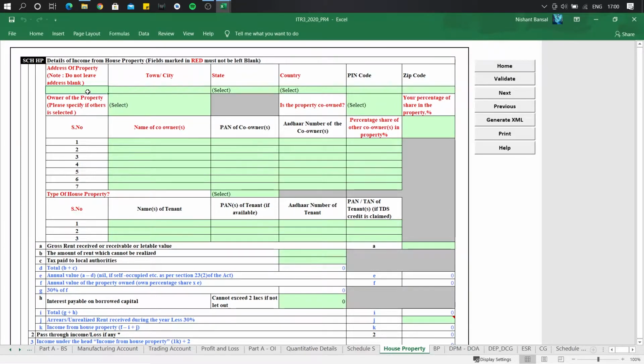So address, it is given RA 1025, street number 10, Raja Garden, state, you have to select from this drop down list Delhi. Then pin code is given to be 110027. Share in property is 100%.